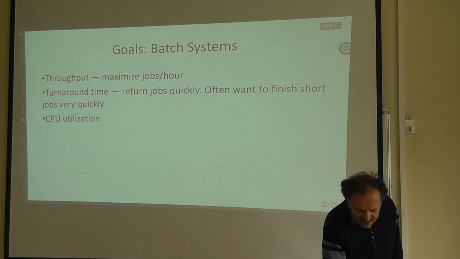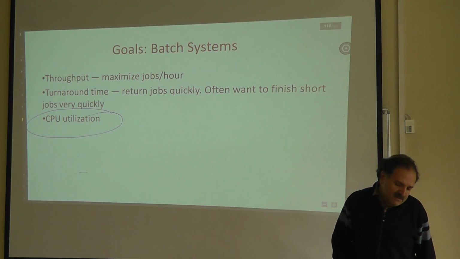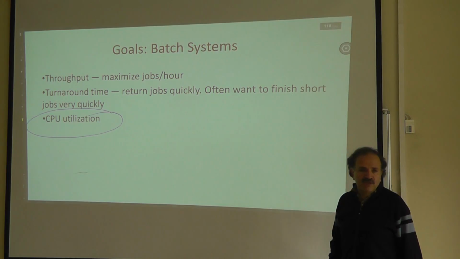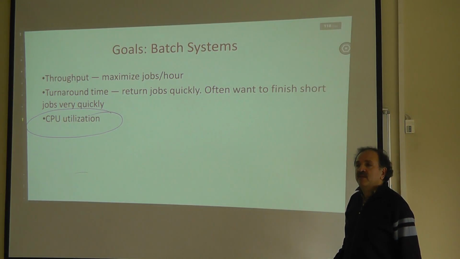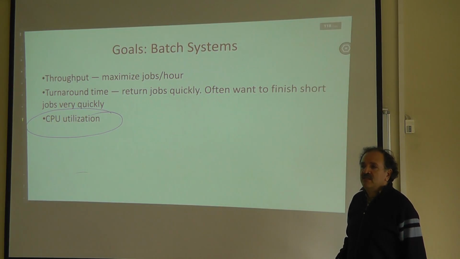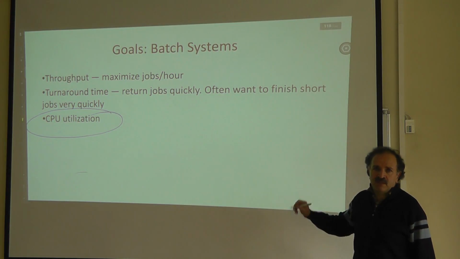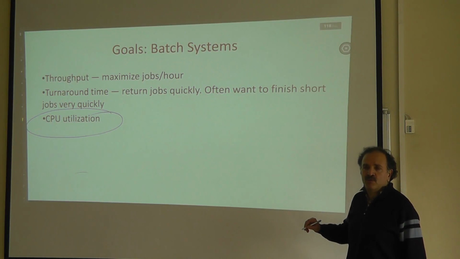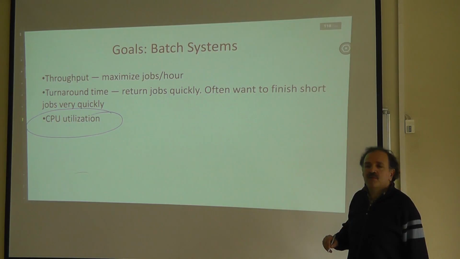CPU utilization is not a common goal. For some systems, I don't care about the CPU utilization. Why? Give me an example of this. CPU utilization is not important for the system. What kind of system is that? I mean, for batch systems, you always want your CPU to be utilized 100%. You don't want your CPU to sit idle. But for some systems, you don't care about the CPU utilization.